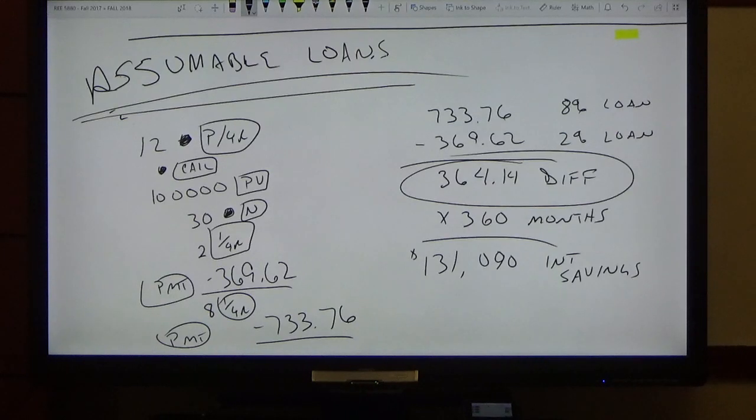But yes, the point being, the simple lesson that I'm trying to convey with this is an assumable loan with a low interest rate has value. In other words, don't just give that up.